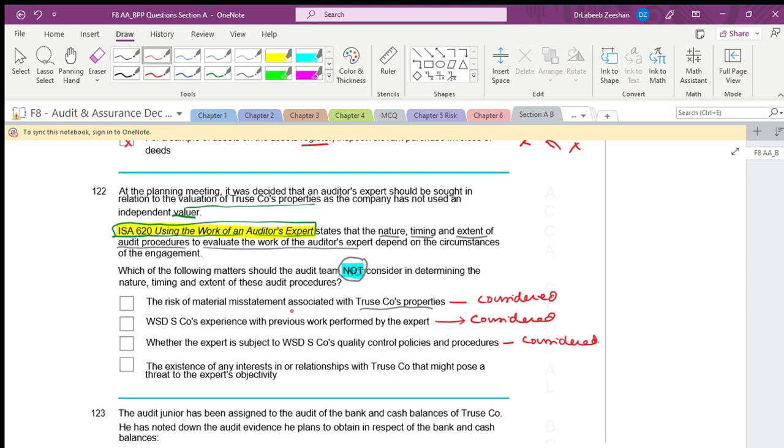The existence of any interest in or relationship with the client that might pose a threat to the objectivity of the expert. This is related to ethics, is it right? This is not related to ISA 620, so this is what should not be considered.